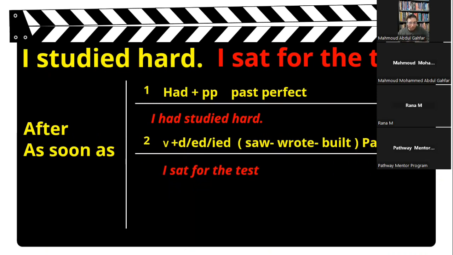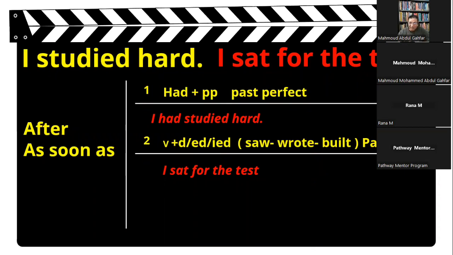It's a normal rule. We know it. After and as soon as are followed by had plus the past participle, and then the past simple. So we keep it like this. But after and as soon as, the first action should be in the past perfect. Had plus the past participle is a verb.